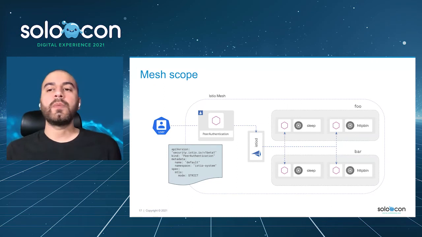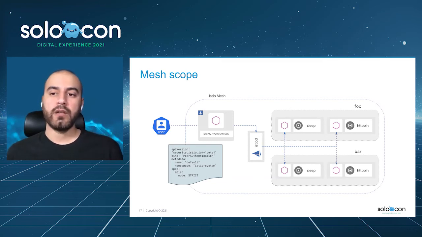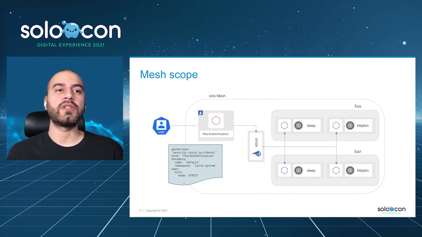So again, we've been talking about scoping, right? And this is what it looks like. You can have a mesh-wide policy. In this case, we have a PeerAuthentication resource that is defined in the istio-system namespace. And in this case, there's no selector. We'll take a look in a second at what that looks like with the selector. But in this case, there is no selector.